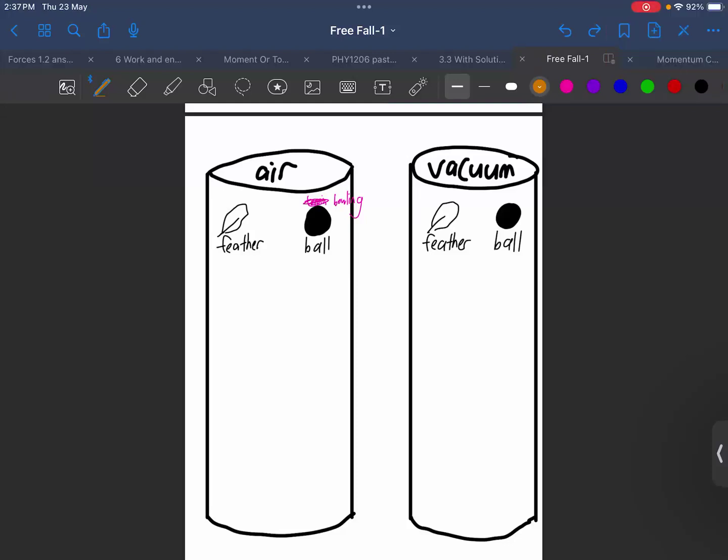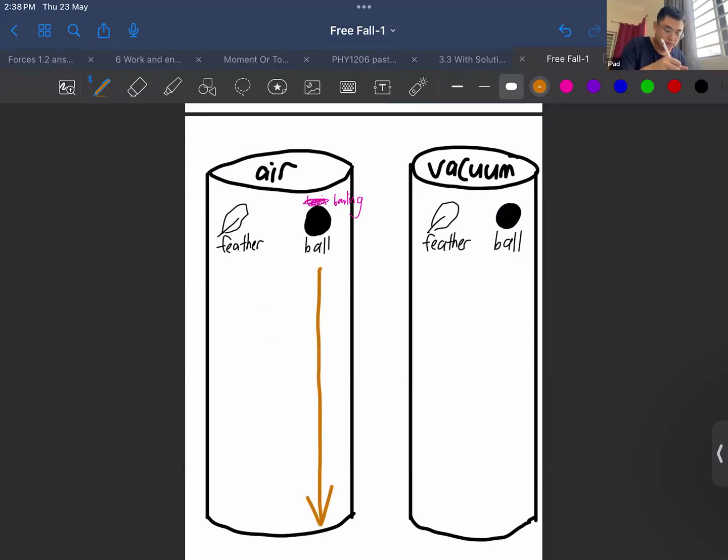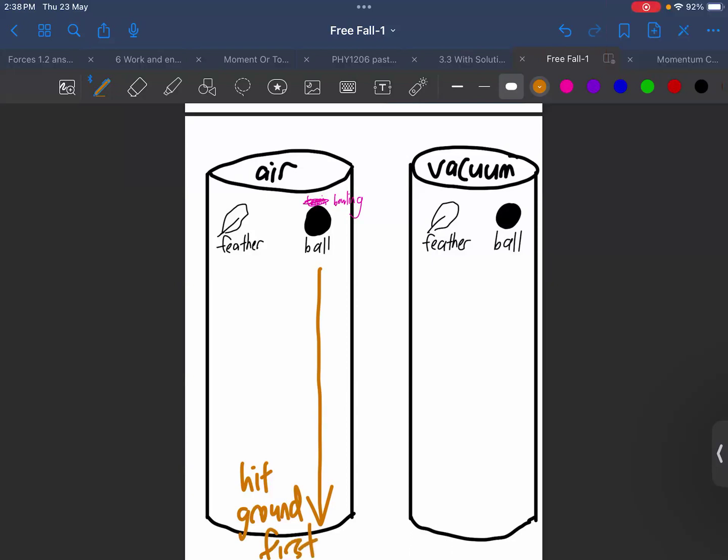Okay, so can you tell me, now you have two options. You can tell me the result in the air, or you can tell me the result in vacuum. Which one do you want to start with? In the air or in the vacuum first? Air. Okay, in the air, which one of them, the feather or the very heavy ball, do you think will touch the ground first? The ball. Okay. So you told me that the ball will hit the ground first. What happens in vacuum?